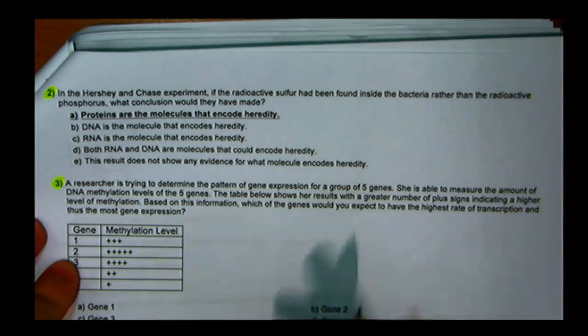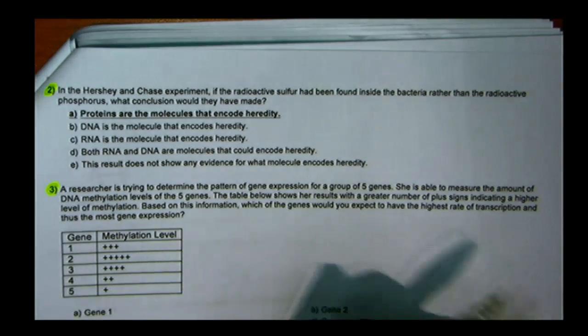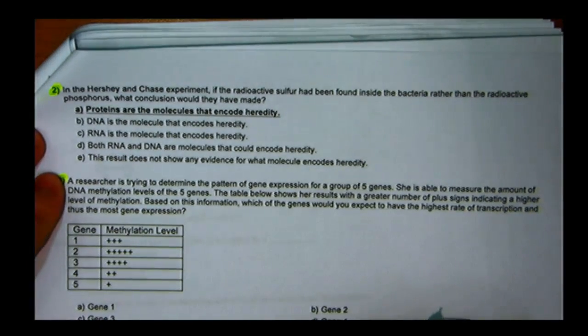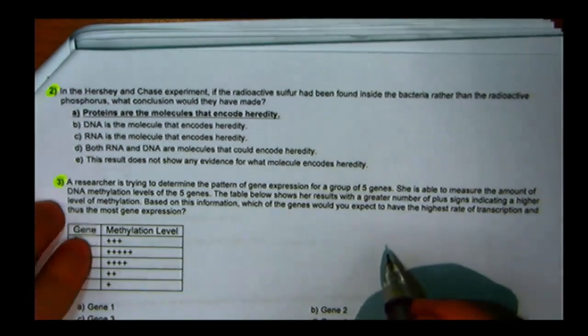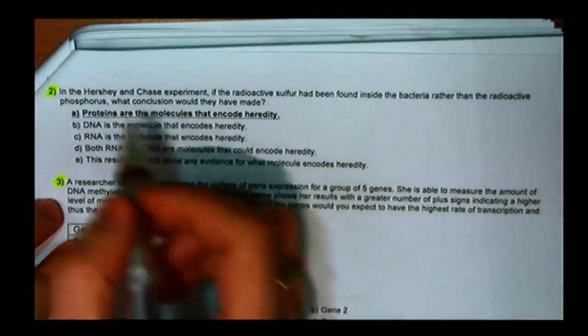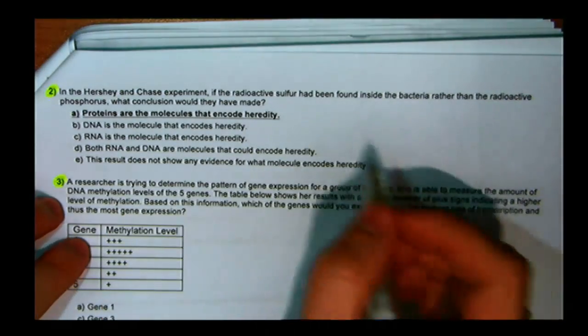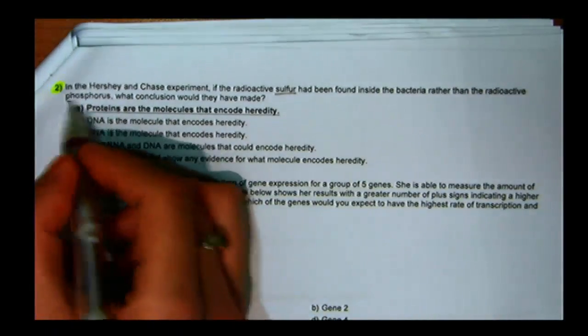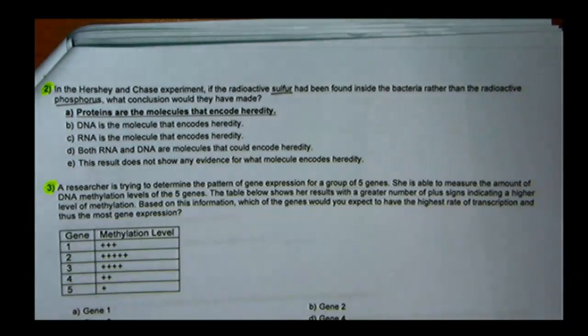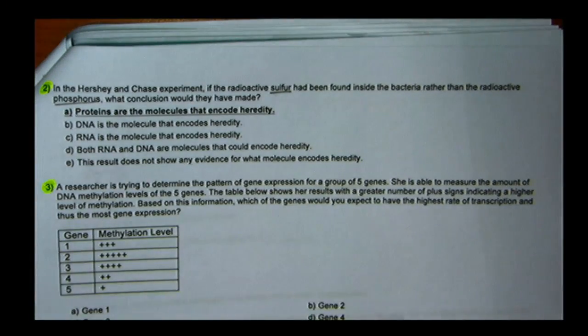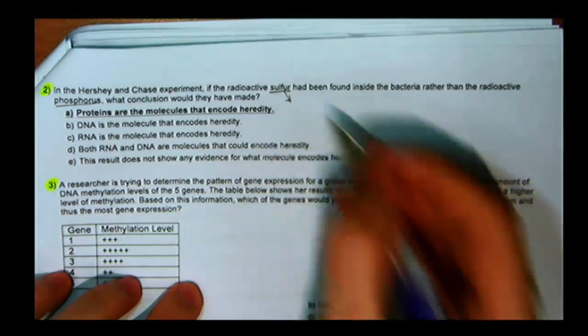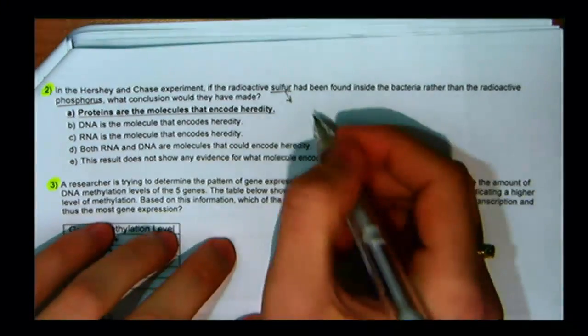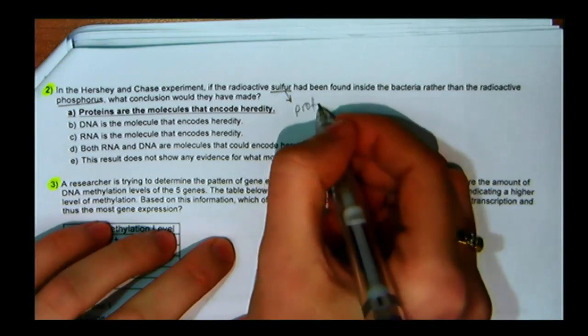Okay, so you have the Hershey-Chase experiment. If the radioactive sulfur, so the sulfur here, had been found inside the bacteria rather than the phosphorus, what conclusion would have been made? And here it's testing to make sure you know the experiment and what they determined and how they did it. So remember, sulfur here corresponded to the bacteriophage's protein coat, while the phosphorus corresponded to the DNA within the protein. Remember, phosphorus is in DNA because of this phosphate backbone. And so if sulfur was inside, that would have meant the protein coat would have gone inside the bacteria. So they would have thought that proteins were the molecules that were encoding for heredity.